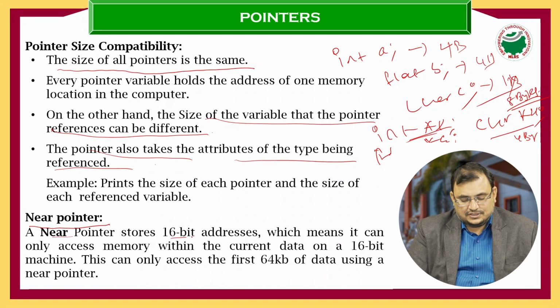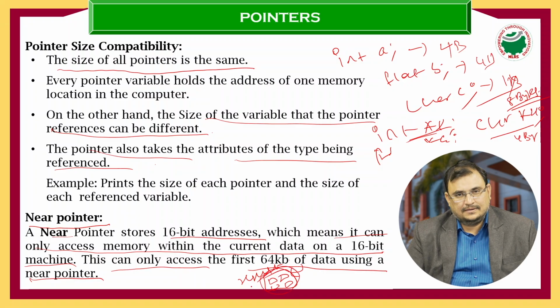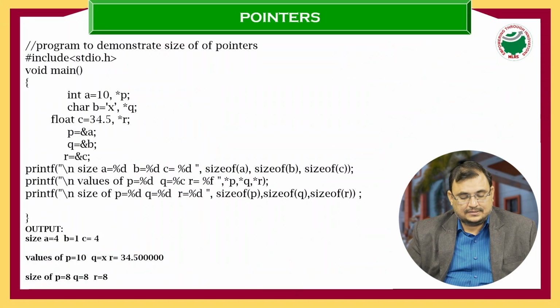A near pointer stores 16-bit addresses, which means it can only access memory within the current data segment on a 16-bit machine. So it can access 64 KB of data using a near pointer. Within the segment, we don't need extra memory for storing the segment value, because they are all memory allocated in the same segment. So they are called near pointers.